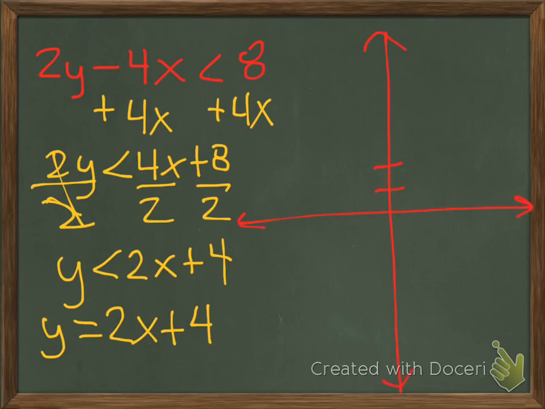That tells us to start at 4 on the y-axis, and my slope is 2, or 2 over 1, so that means go up 2 over 1, or down 2 to the left 1, and I have my line. Now, to do my line, I need to look at my symbol, which is now a less than without an equal to, so this is going to be a dashed line.